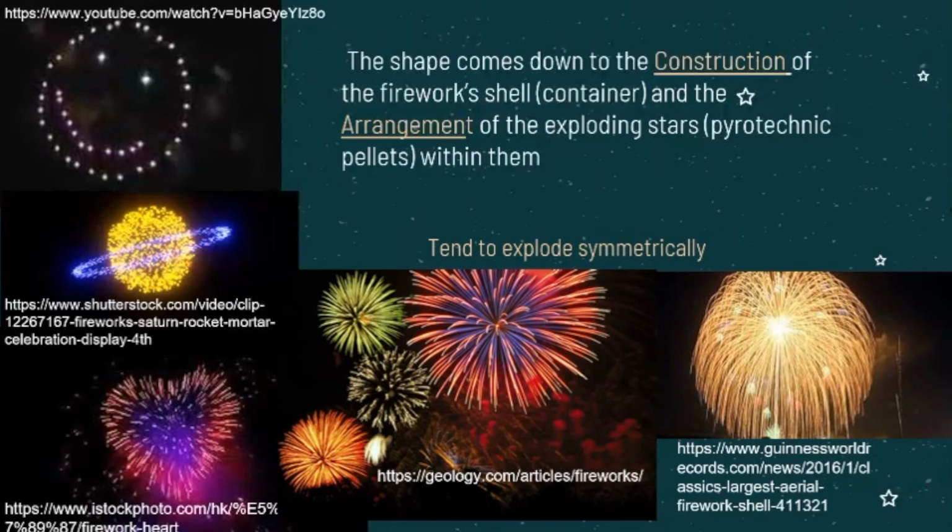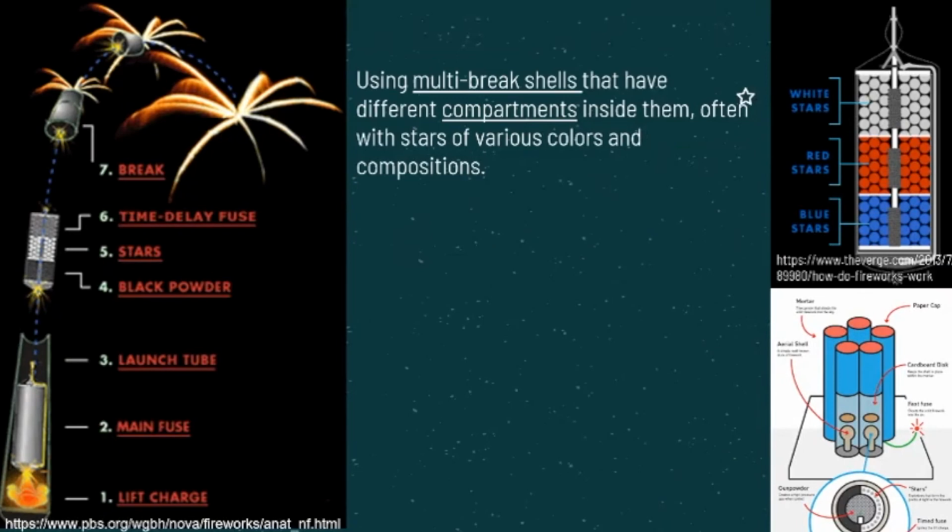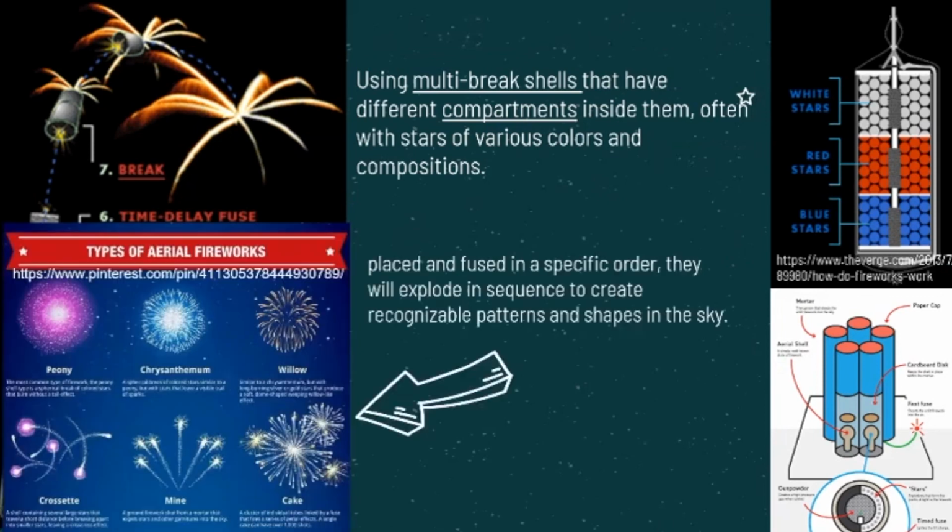Arranging the stars into the desired shape on a piece of card within the shell makes them explode outwards in that pattern. Manufacturers also use multi-break shells that have different compartments inside them, often with stars of various colors and compositions. When these are placed and fused in a specific order, they will explode in sequence to create recognizable patterns and shapes in the sky.